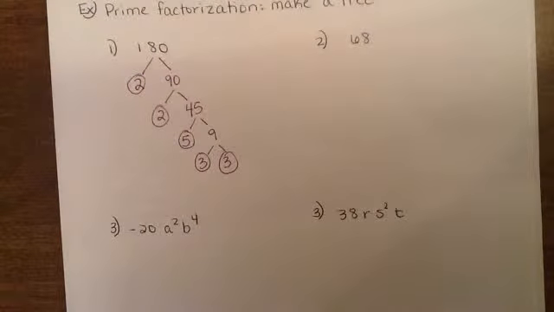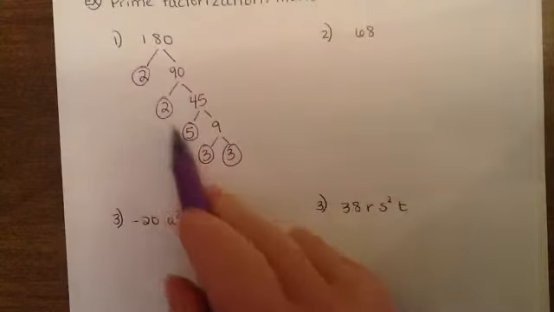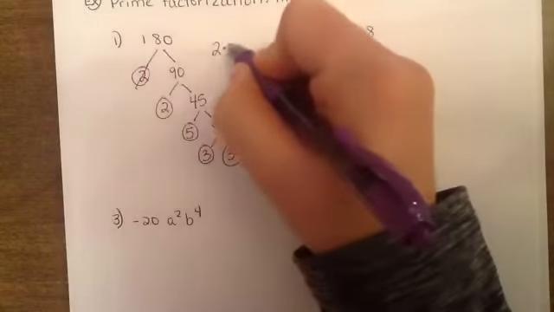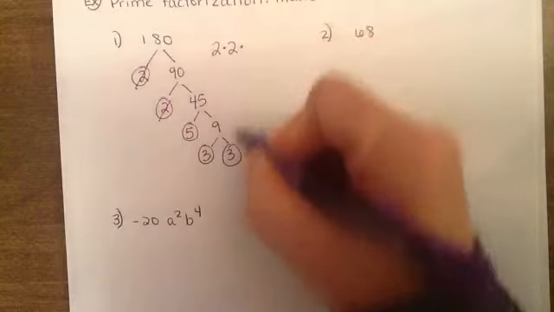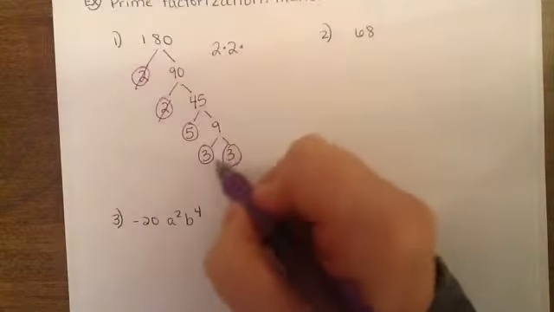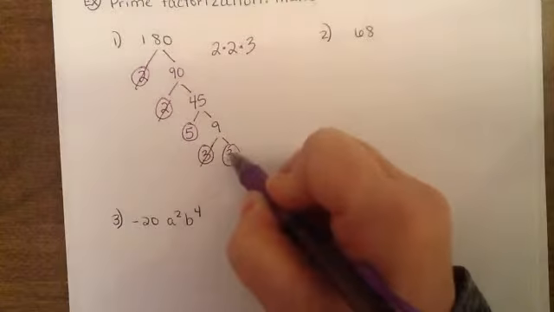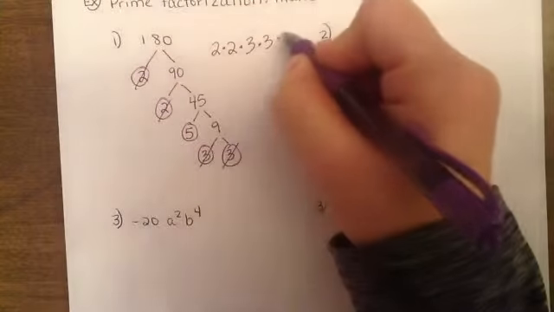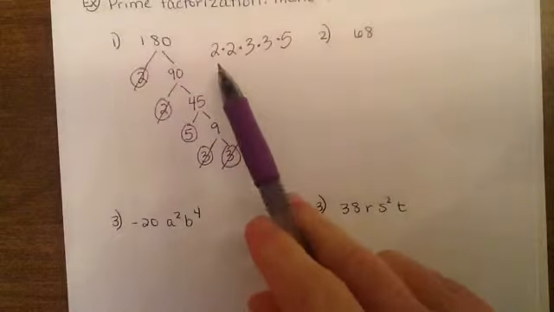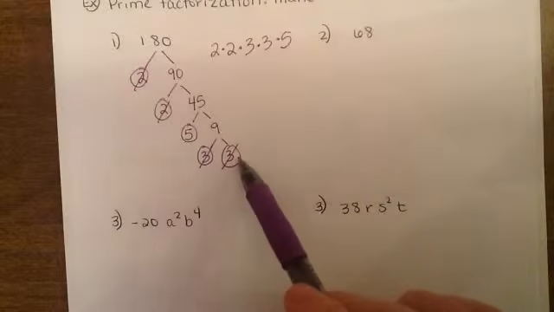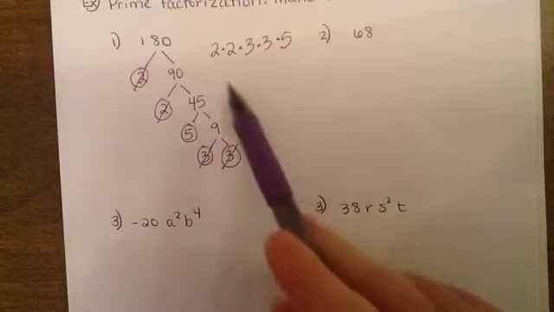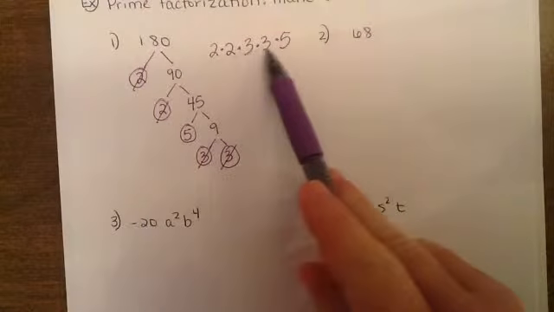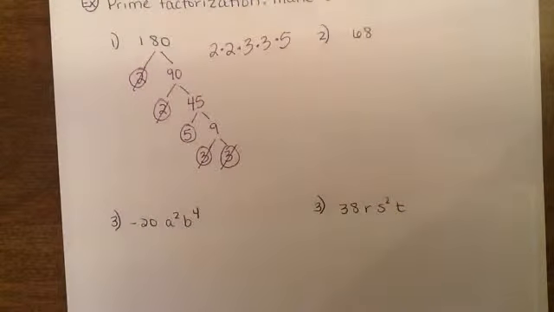So I'm going to look at the circled prime values. My smallest number is 2. So I have 2 and another 2, so 2 times 2 times, what's my next number? My smallest? 3 times 3 times, lastly, what's my last in the circle? 5. So I have two 2's, two 3's, and a 5 multiplied together. This is prime factorization. These are the prime numbers that divide into 180. If you were to multiply these together, you would get 180.